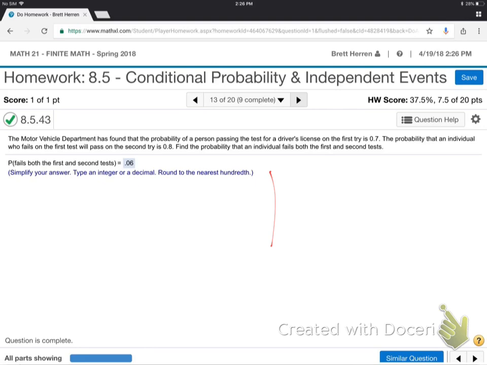If I did a VIN, it's not a VIN. If I did a VIN, what would be my two circles? What are they talking about? Whether you pass the driver's test the first time or the second? I guess I probably could do a first time, second time. You know what? This is a tree.